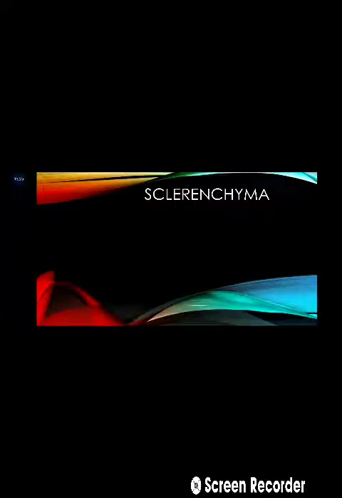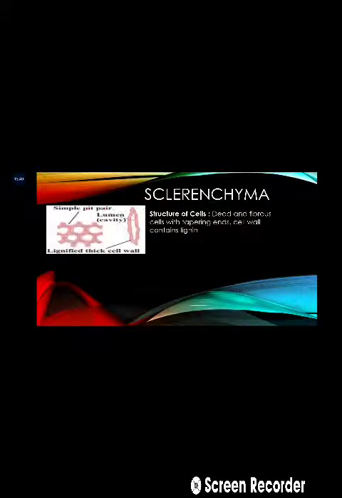The third simple tissue is sclerenchyma tissue. This is a dead tissue and it shows fibrous cells with tapering ends. Look at this picture. This is how a single cell of sclerenchyma tissue looks. It is tapering at both the ends. It is called a dead cell because cytoplasm is absent in it and the cell walls are much thicker as compared to parenchyma and collenchyma tissues.